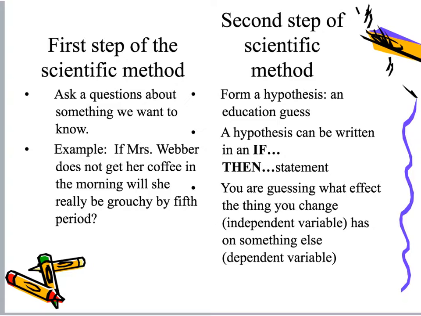Okay, so now that we have gotten the idea of the independent and dependent variable under our belt, now let's go through the scientific method. Okay, the very first step of the scientific method is to ask a question. Okay, that is why it is so important in science for us to be curious, because the first step of science is to ask, what is the cause of something?